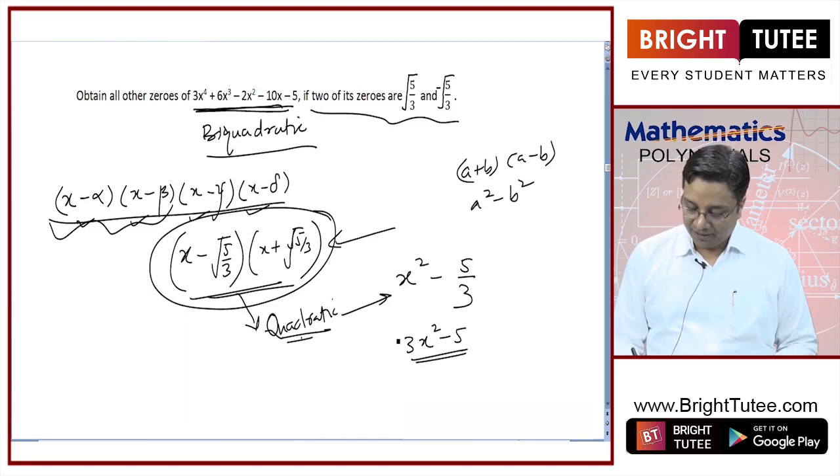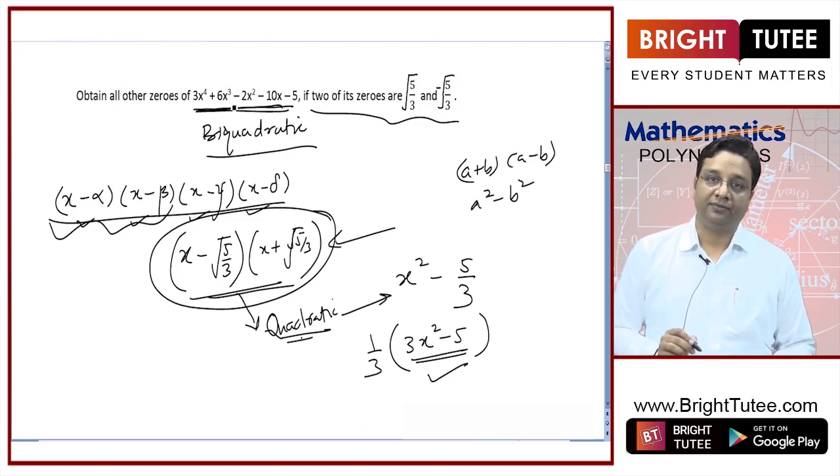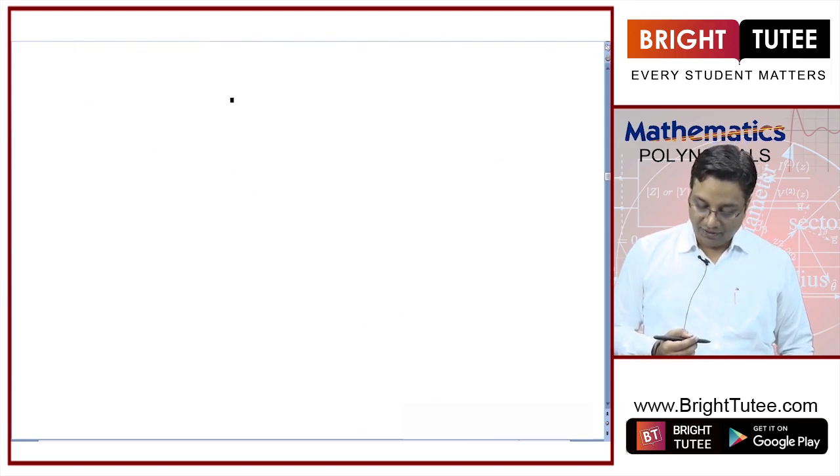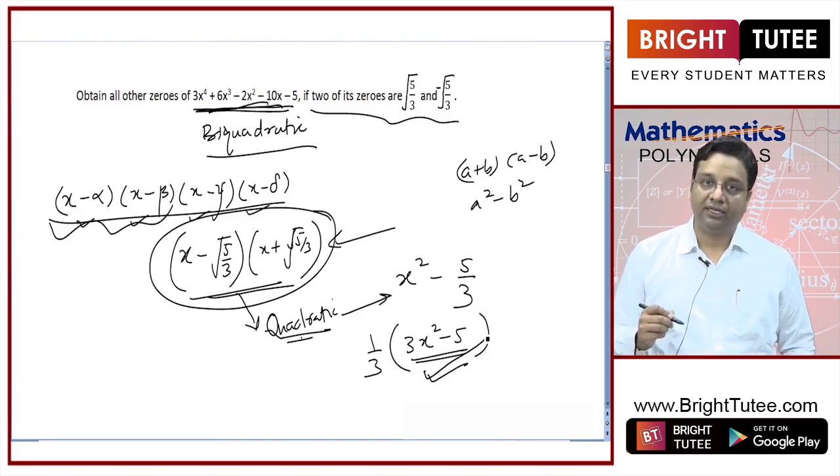If I multiply and divide it by 3, what I can do is I can take 1 by 3 as common, right. It will still not make any difference. It will still be a factor of this biquadratic. Now what is left is I simply divide this biquadratic by this quadratic.